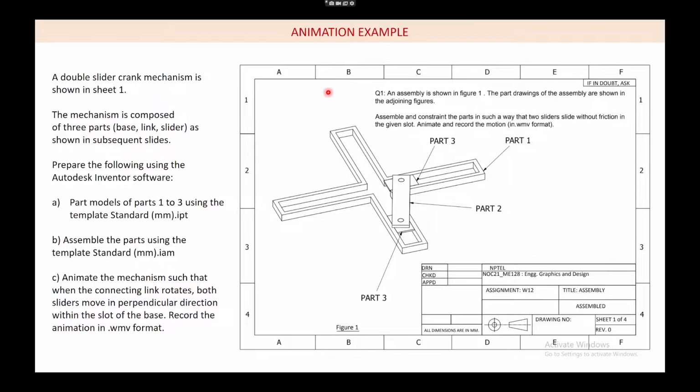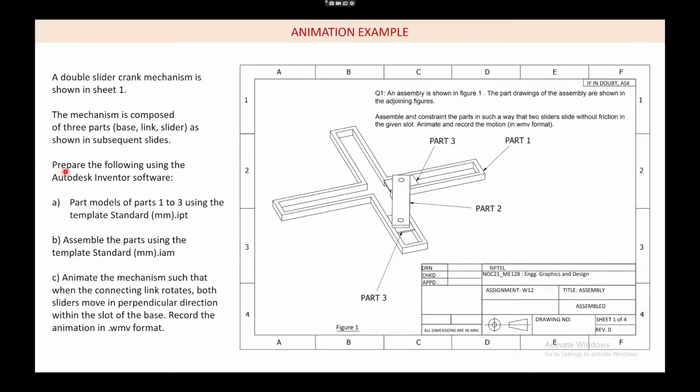You can see in this picture a double slider crank mechanism. This is sheet 1. This mechanism is composed of 3 parts, part 1, part 2 and part 3. The first part is the base, the second part is the link, and the third part is the slider. So we have 3 parts.